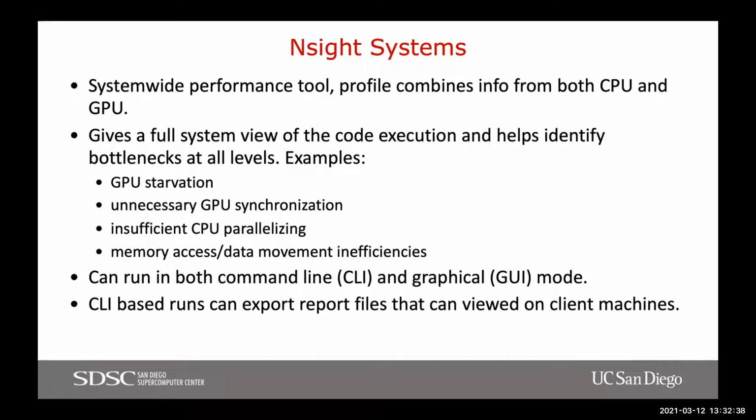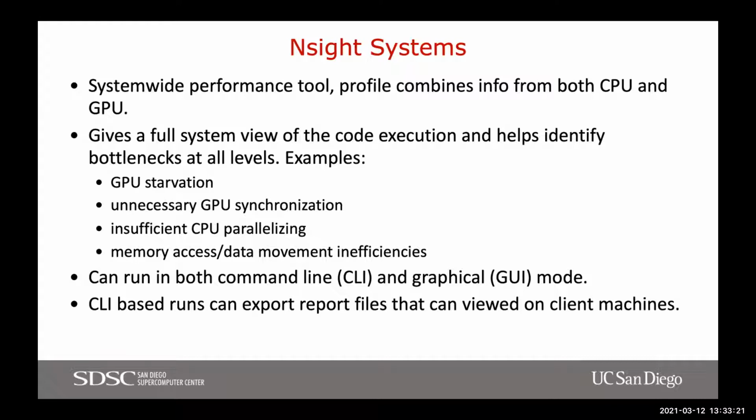But there's also the Nsight tools that let you do a much more detailed look at things. So there are two pieces to this. Nsight Systems basically gives you system-wide performance info. So it will combine info from both the CPU and GPU side. So it's a full system view of the code execution, and you can find bottlenecks at all kinds of levels. So like at the GPU levels with the GPU starvation, synchronization issues, memory access, data movement inefficiencies, or if there are some CPU level inefficiencies, you can see that. And you can run this both in the command line and graphical mode. When you run it in command line mode, you can also dump out the file to a report file and then download that file and open it on your laptop or your desktop.